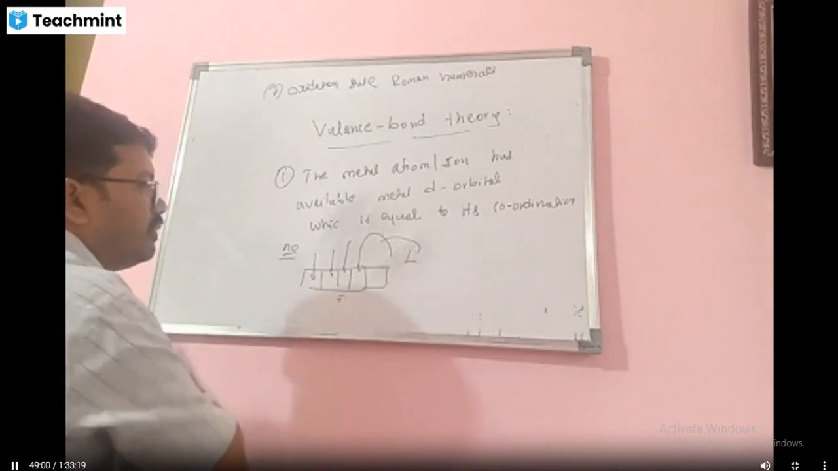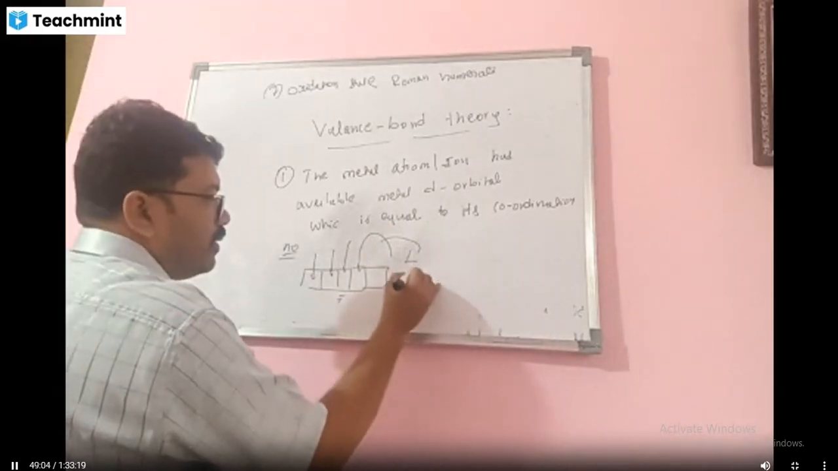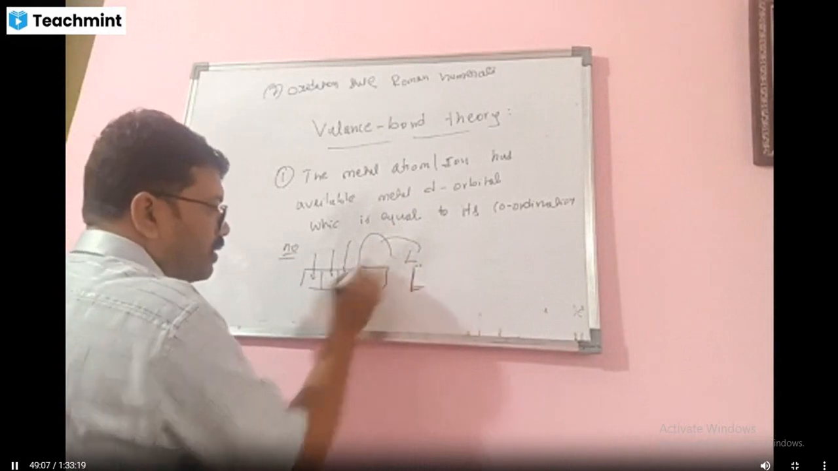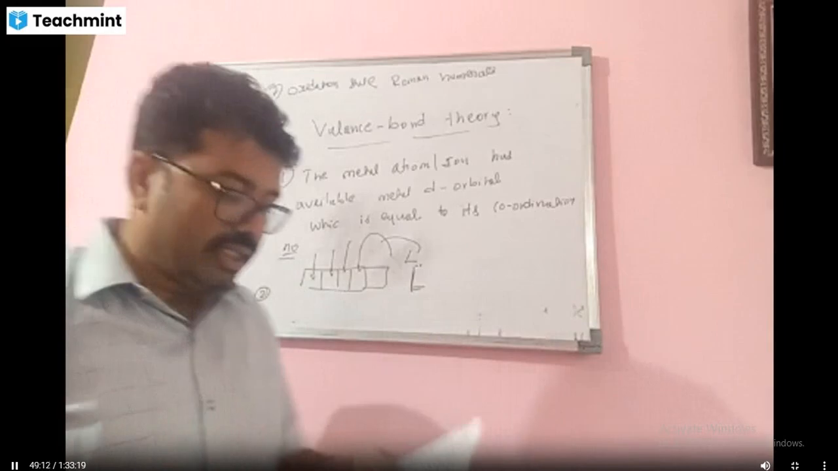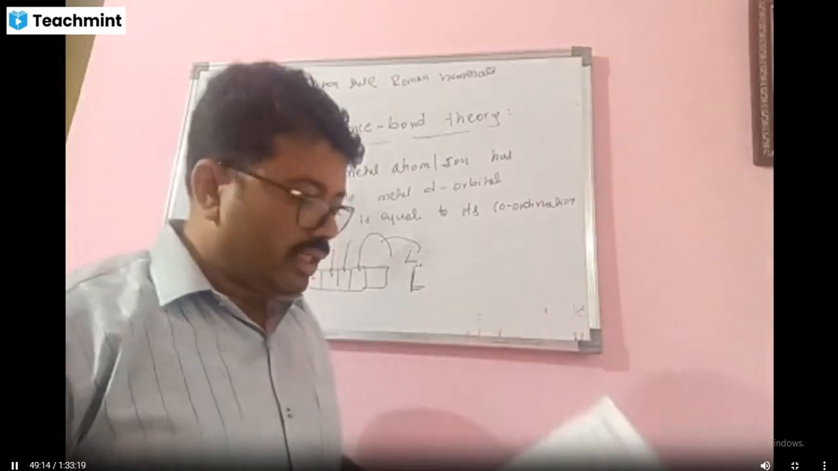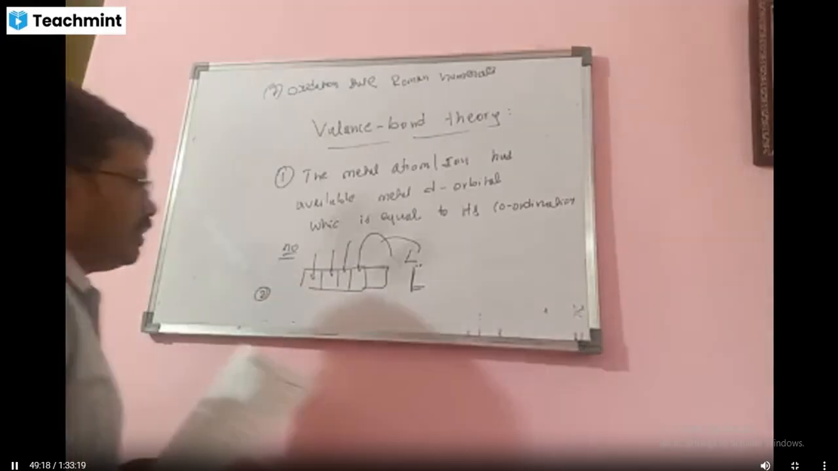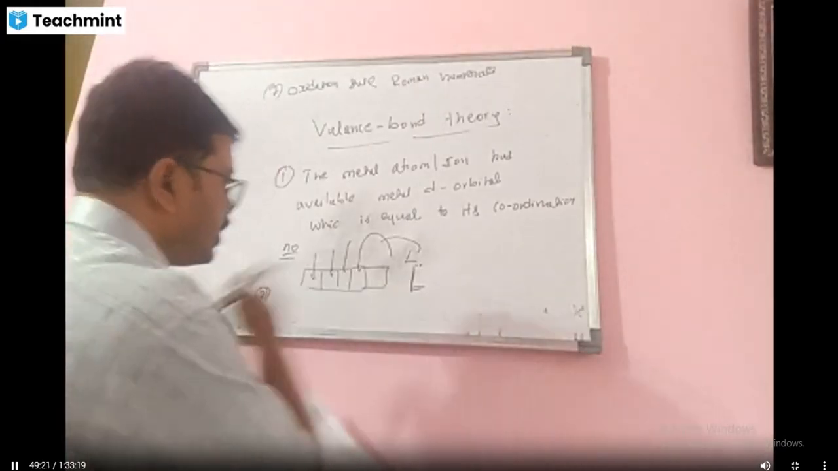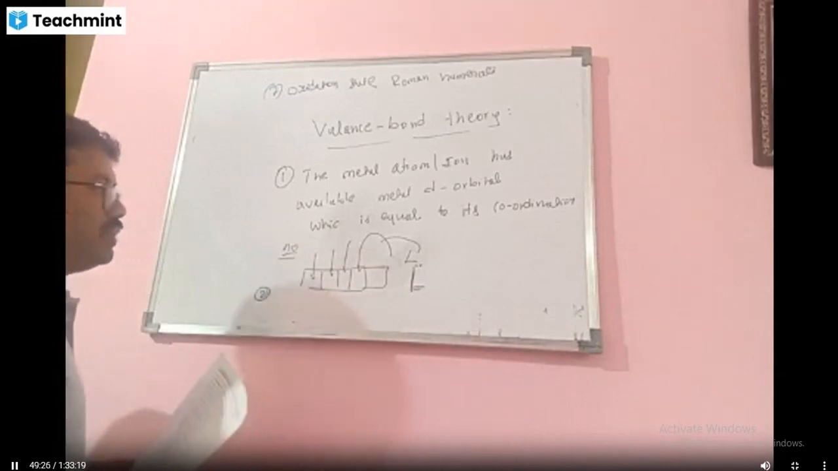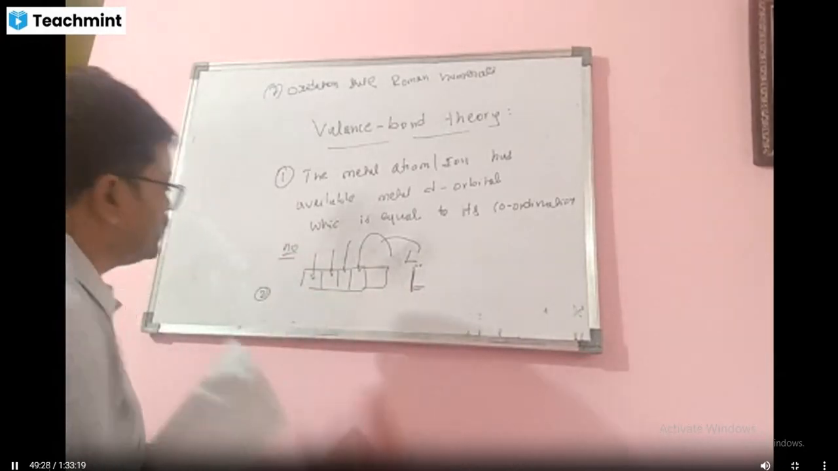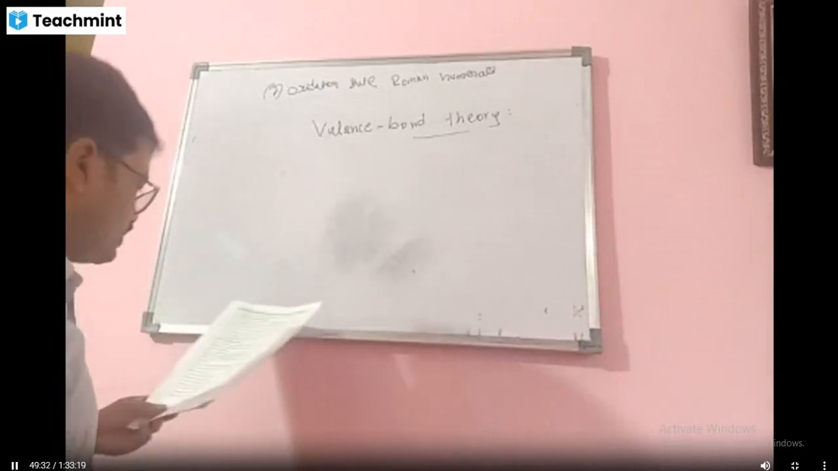So metals would have empty d orbitals. Ligands donate electrons, so the metal must have empty metal d orbitals. That is the first condition of the valence bond theory: there are available metal d orbitals for accommodating the number of ligands. The first assumption.